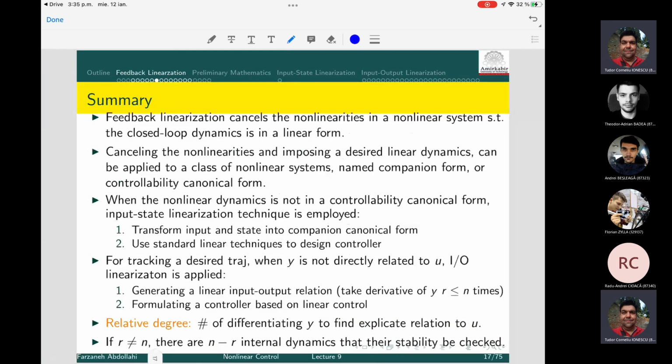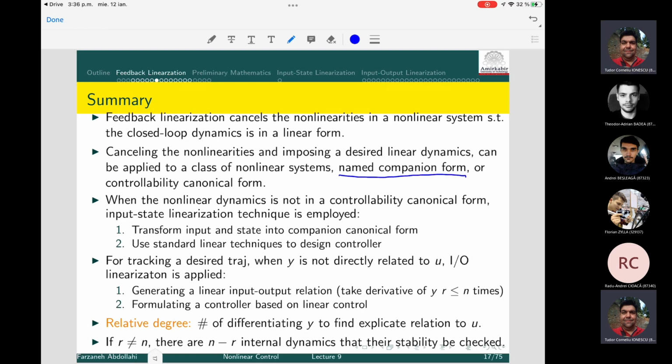Okay, so let's sum up part of the things we have discussed so far. Feedback linearization cancels the nonlinearities in a nonlinear system such that the closed loop dynamics is in a linear form. This makes sense. Canceling the nonlinearities and imposing desired linear dynamics can be applied to a class of nonlinear systems named in companion form.